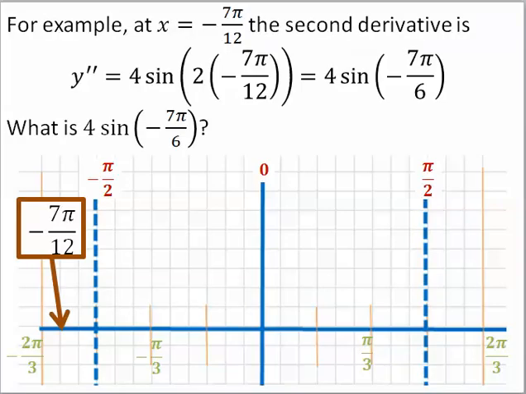For the first subinterval, I could choose negative 7 pi over 12. Well, if I do that, then I run into a little bit of a glitch. I need to figure out what 4 times sine of negative 7 pi over 6 is. For that, I'm going to go to the unit circle.